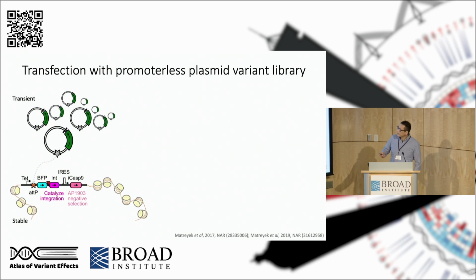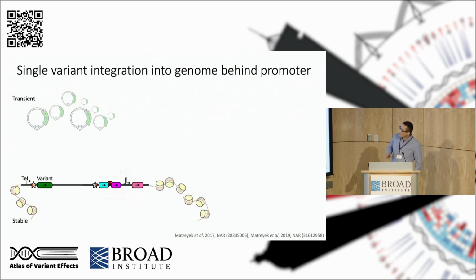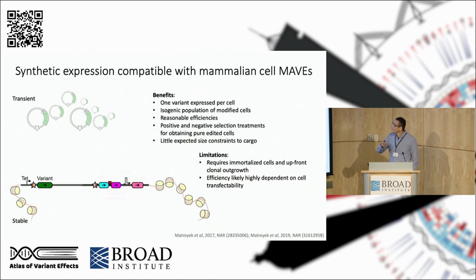A complementary recombinase site in the plasmid, using that integrase enzyme, gets knocked into that site in the genome. And this only happens to one lucky plasmid. The result is that essentially that one variant is now in back of that promoter, so you get single variant per cell expression. There's a bunch of benefits as well as some limitations to this. Again, not going to go into the details, but people on YouTube could look at those.